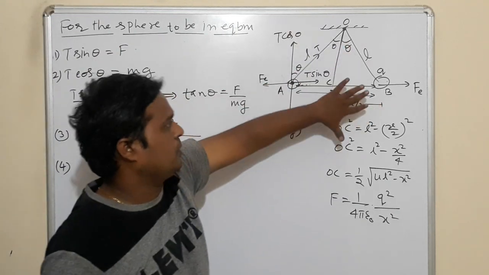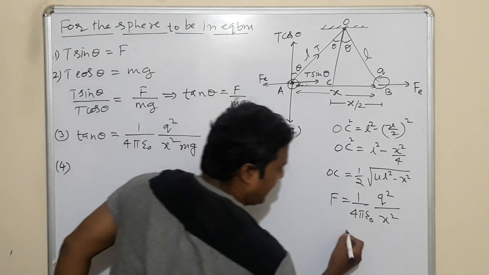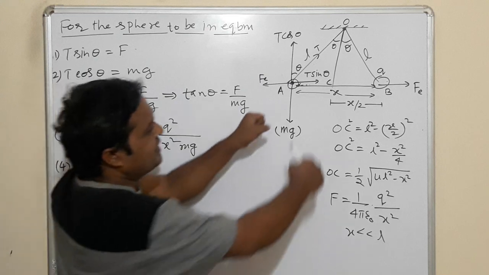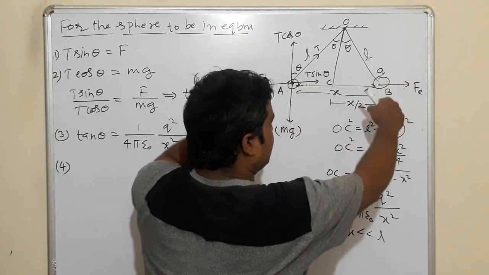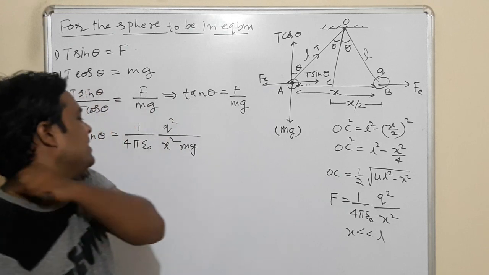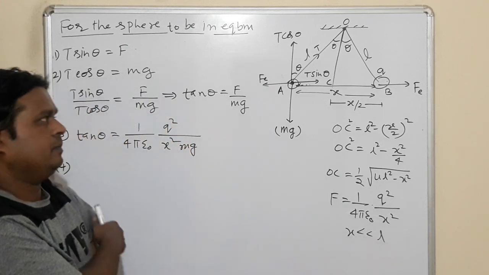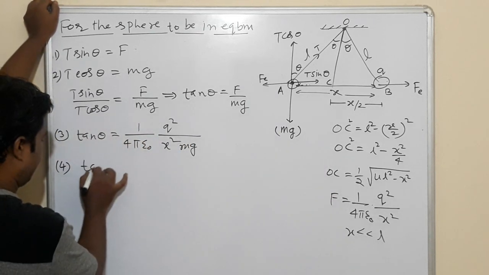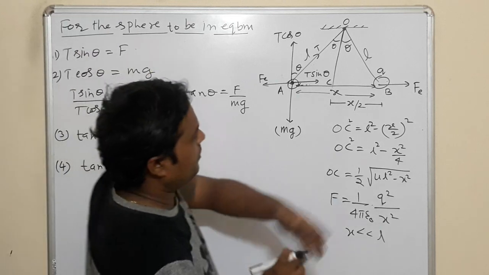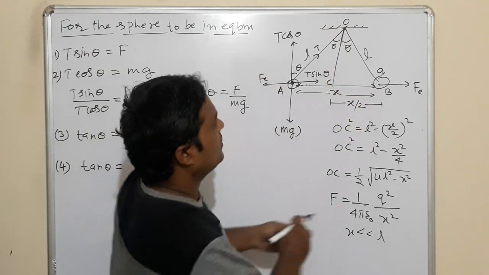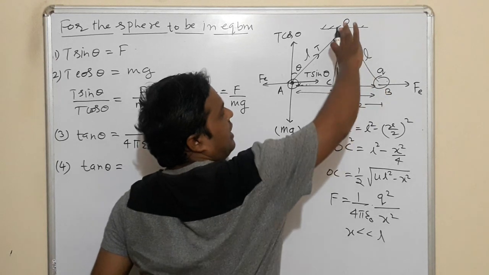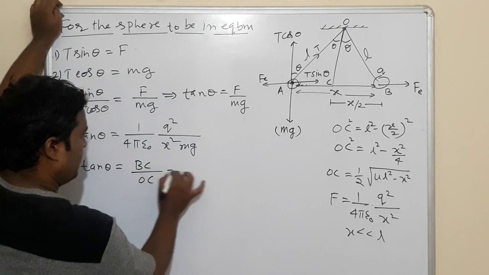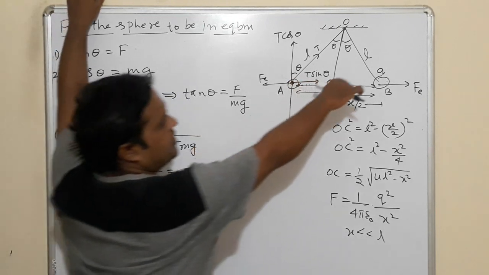Geometrically, can you find theta from this situation? I told that x is very less compared to L, the distance in the equilibrium. For simple mathematics, I have taken this much x, but the fact is x is very less compared to L. Then what we can do? Geometrically, if I write tan theta, that tan theta will be opposite by adjacent. What is opposite here? BC. Adjacent is OC.